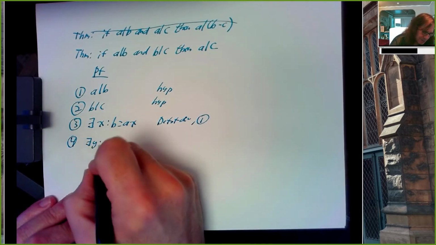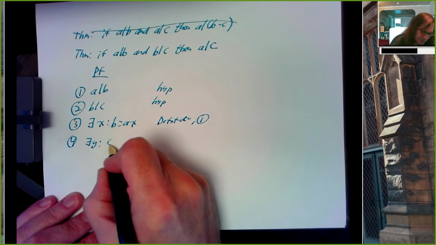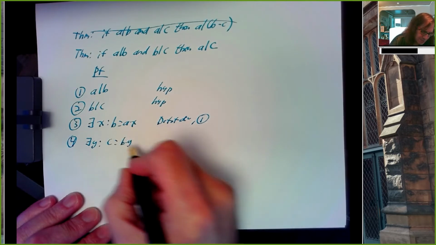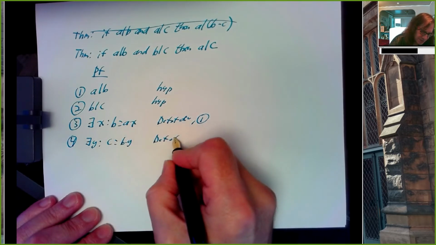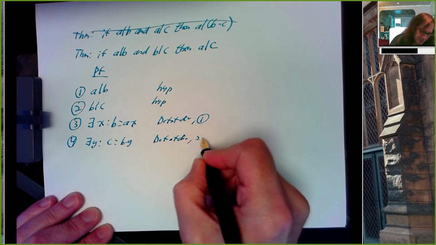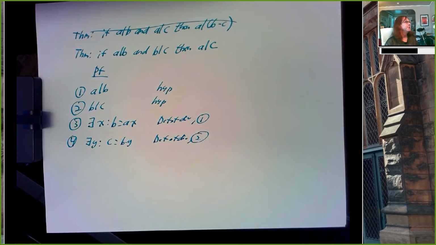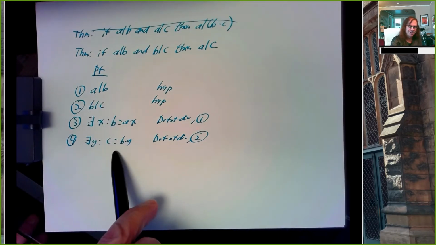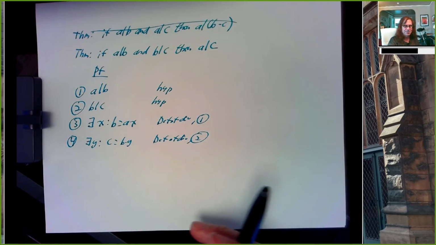There exists a Y such that C equals B times Y. That's the definition of divisibility applied to statement 2. If you swap these around, you're going to end up grabbing at straws to try to prove something that's probably not true. So be really careful with going from here to here. Do a double check, make sure it makes sense.